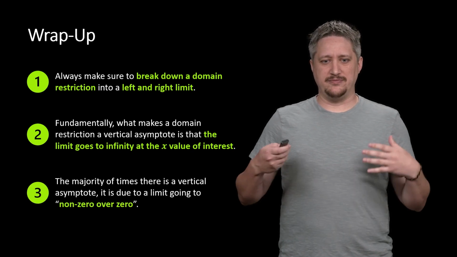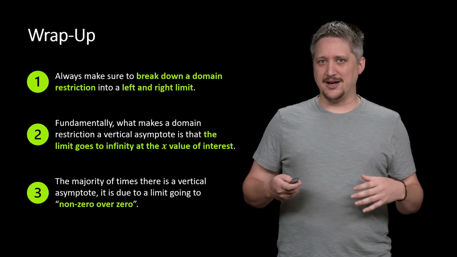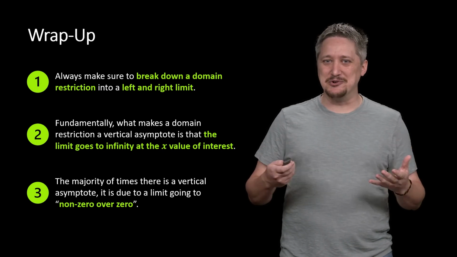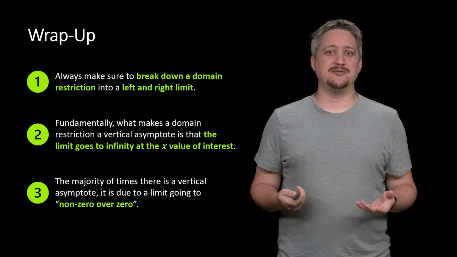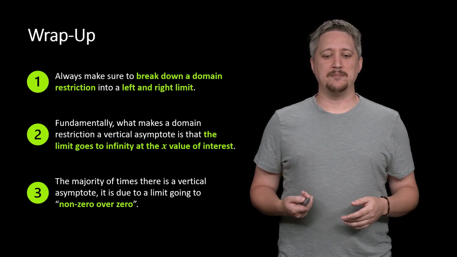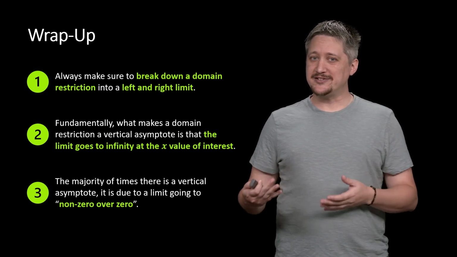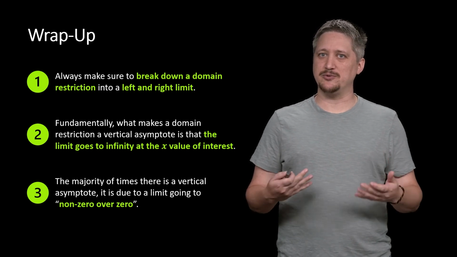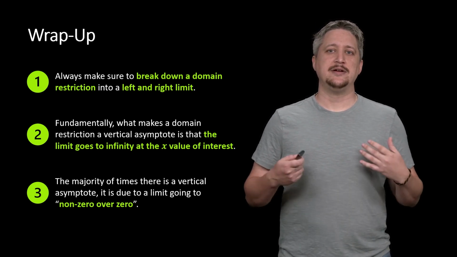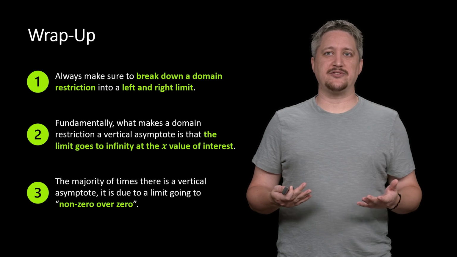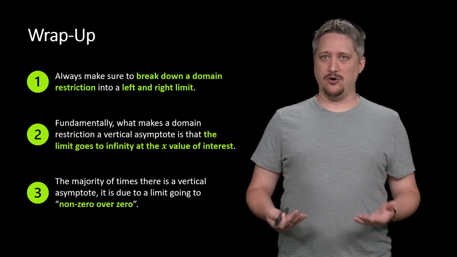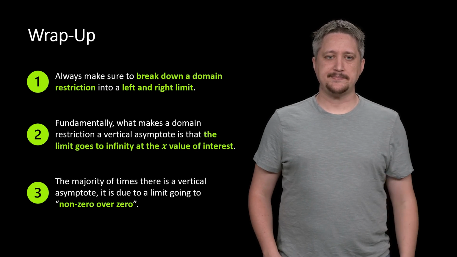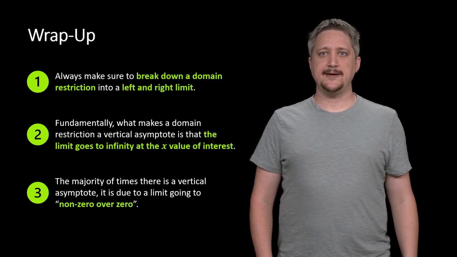And finally, I know I harp on this a lot, but it's because it really is true. The vast majority of the time that you're going to run into this is this non-zero over zero form, where maybe it's not obvious that that's what it is initially, right? You might have to do a little bit of work with an indeterminate form, but either way, it's going to eventually end up being non-zero over zero almost always. Okay? So that is that.